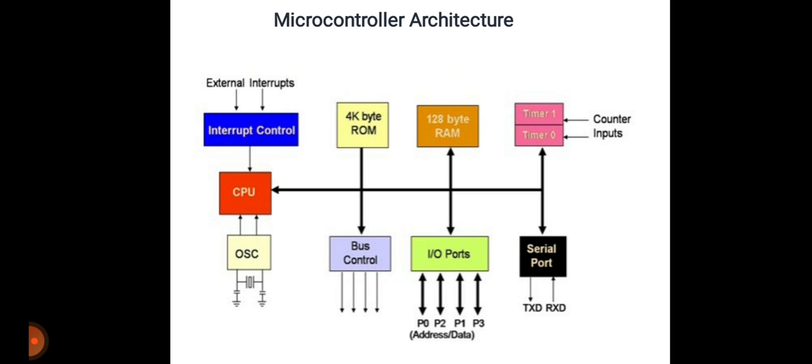Next we will see the architecture of microcontroller. This architecture consists of the blocks: interrupt control, 4K byte of ROM, 128 byte of RAM, timers, timer 0 and timer 1, then CPU, oscillator, bus control, input output ports and serial ports. By combining all these blocks we design the architecture of a microcontroller.